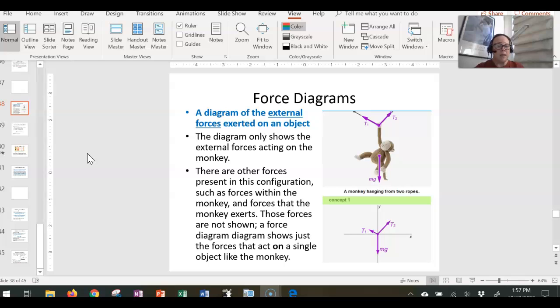So there may be other forces internal to the monkey, for example, the monkey's little heart or the muscles or things like that. But when we do a free body diagram, we are only showing forces that are being exerted by objects that are outside of the object that we're looking at.